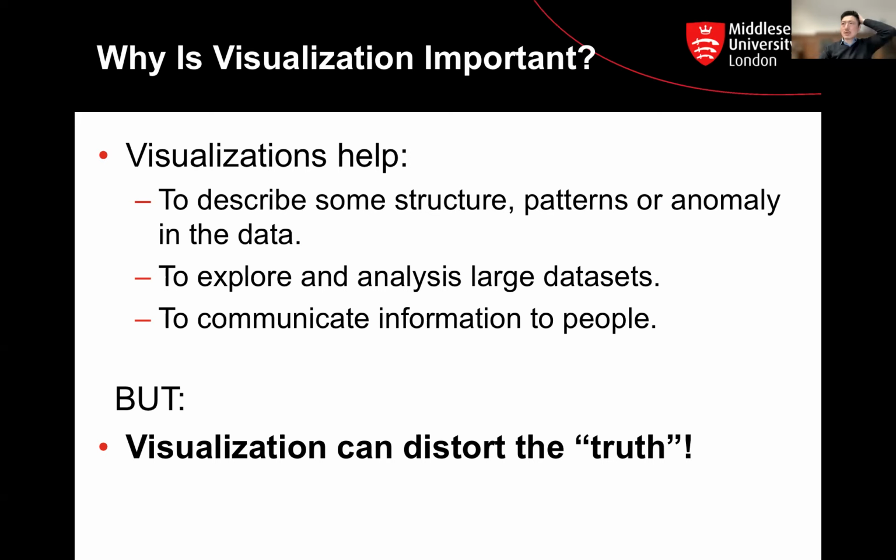Okay, and so in terms of the findings, it can be about the structure of the data, some patterns in the data, or anomalies in the data, so something which does not fit the overall trend. So all these are different types of valid and useful findings. And to help you explore and analyze a large data set, that's the general goal. And sometimes the data set could be very complex, it doesn't have to be very big. And then finally, to communicate the information to people.